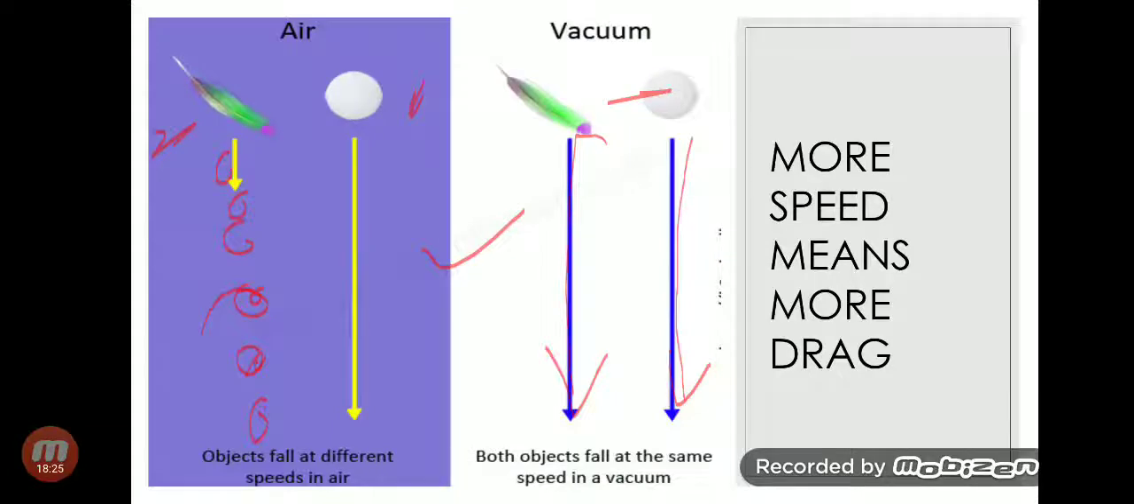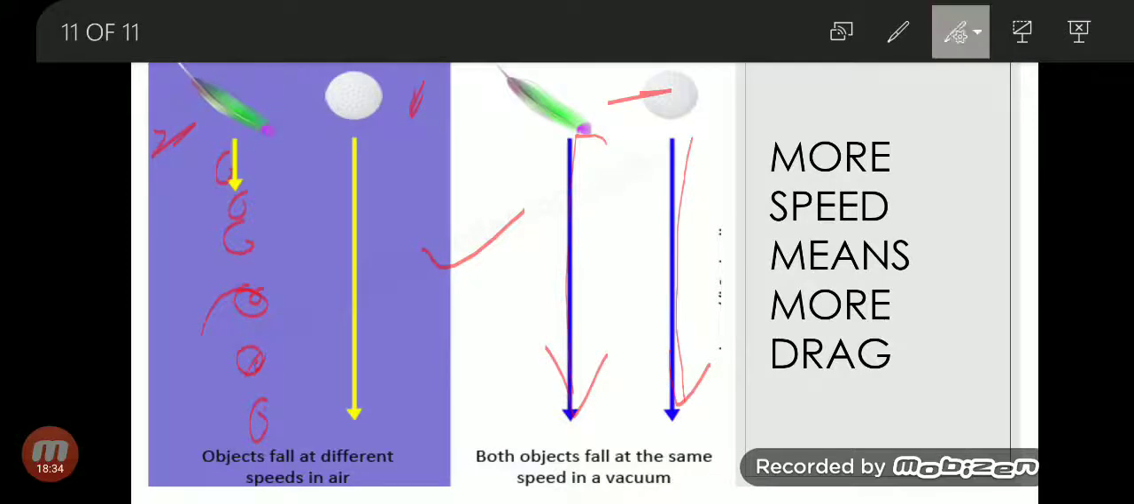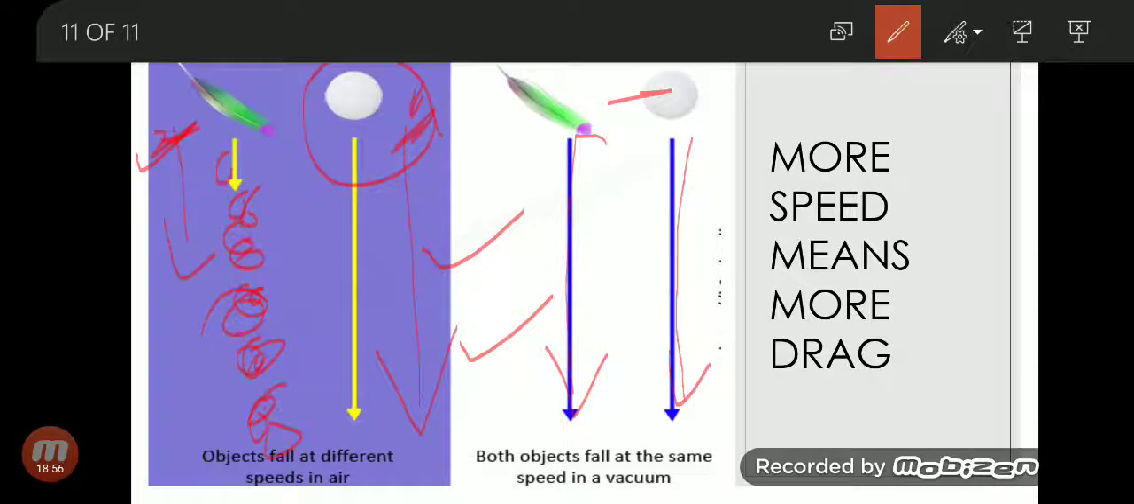This picture is showing you that objects fall at different speeds in air. You can see that this has more surface area, this has less surface area, and of course the weight of this is also greater than this, so it will fall with more speed and this will fall with less speed. Why? Because there are air molecules in between. But in this picture, it's a vacuum. A vacuum is a place where there are no air molecules, so if you remove all this air, they will both fall at the same speed.